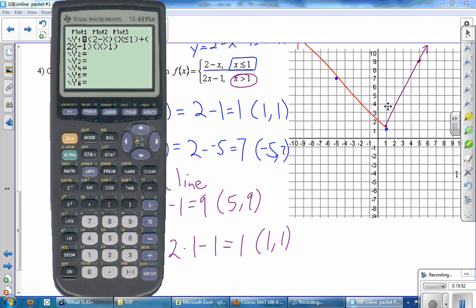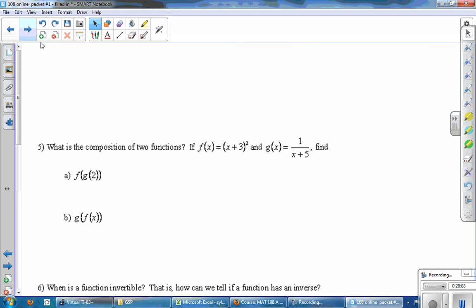Okay, and if I want to get this window from -10 to 10 on both, that's the standard window, that's a zoom 6. That's oftentimes a good way to start when you're drawing a graph. And we can see just what we drew here. When you're ready, move on to the next page.